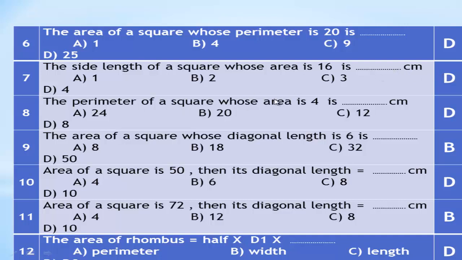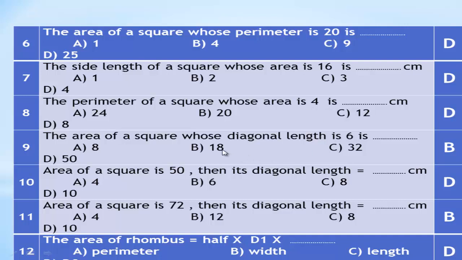The perimeter of a square with area 4 is what? To find the perimeter we should find the side length. If the area is 4, the side length is 2, because 2 times 2 equals 4 centimeters squared. Then if the side length is 2, the perimeter equals 8, because the perimeter of a square is side length times 4. So 2 times 4 equals 8 centimeters.